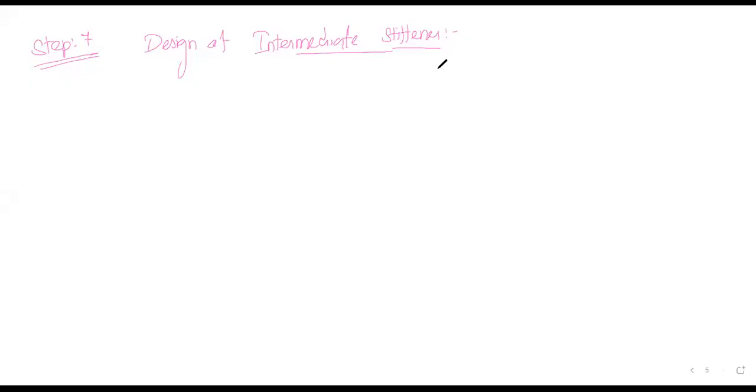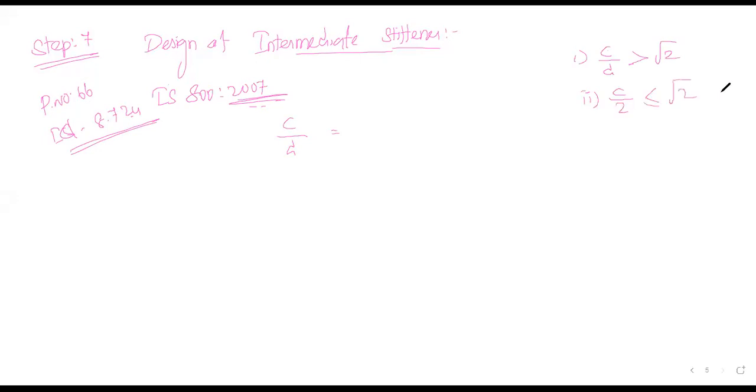Okay, so here from page number 66 of IS 800:2007, clause 8.7.2.4, the C by D value we have to collect. There are two categories: one is C by D greater than root 2, and the second is C by D less than or equal to root 2. Sorry, less than root 2, greater than or equal to. So this is our constraint.